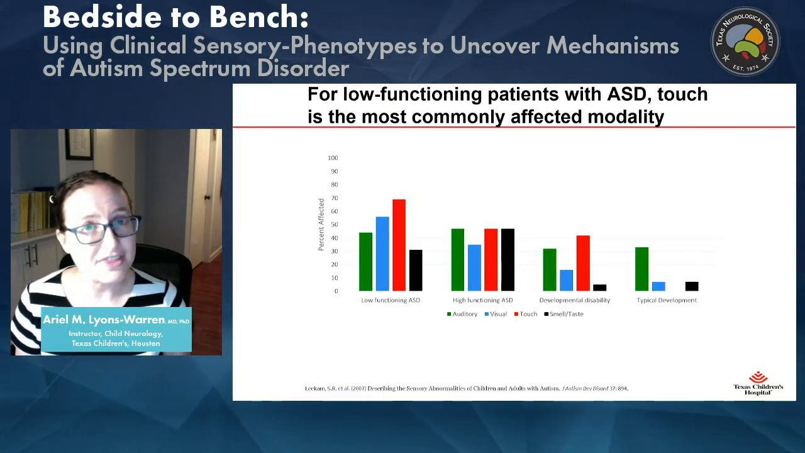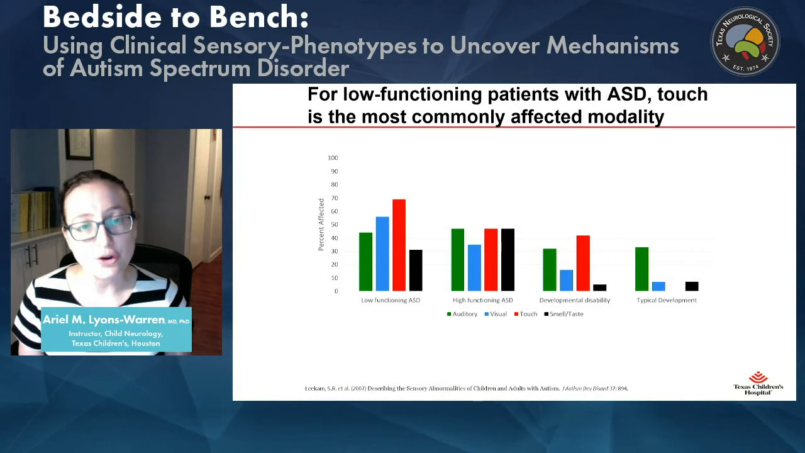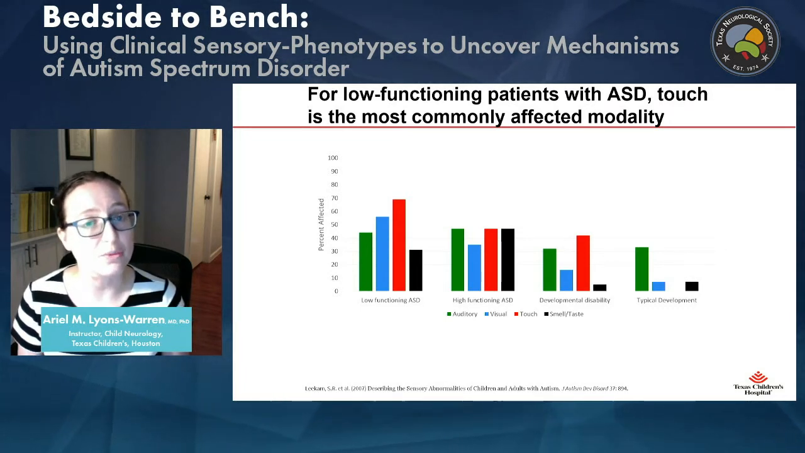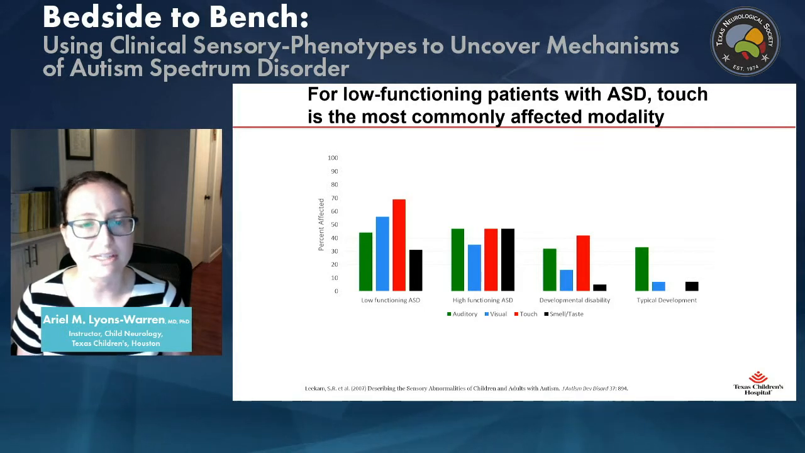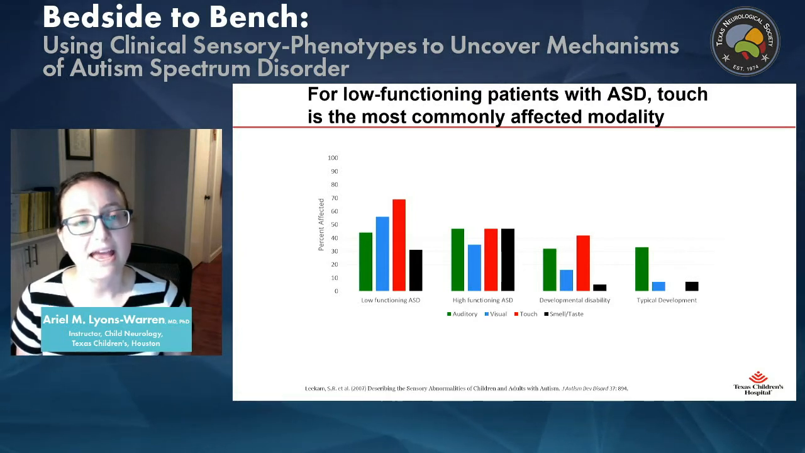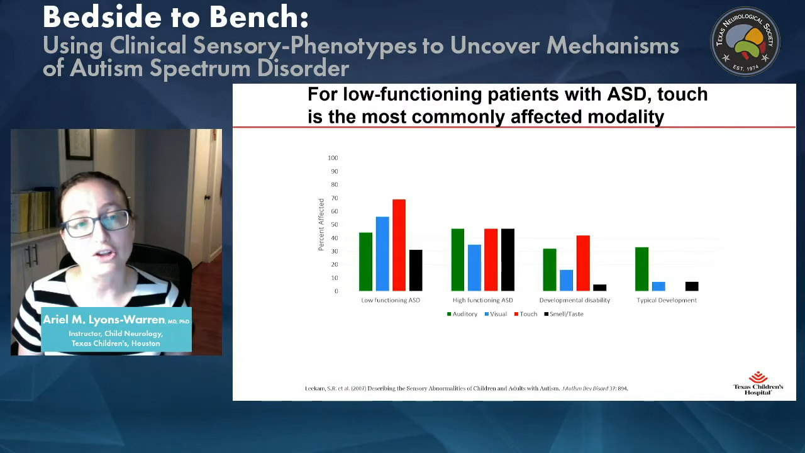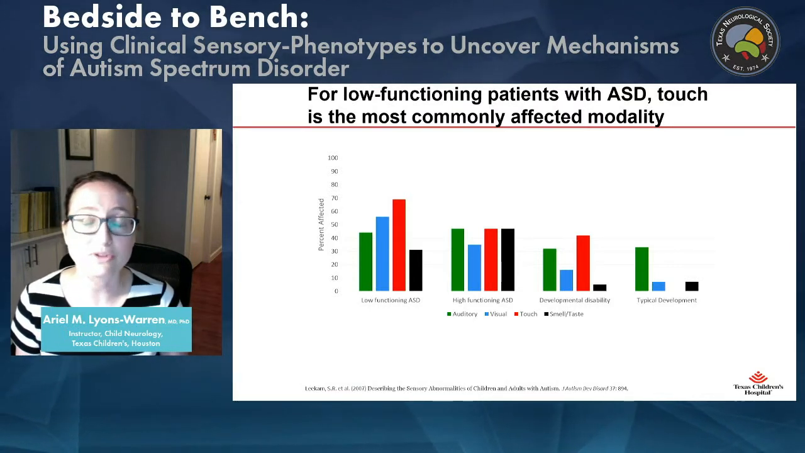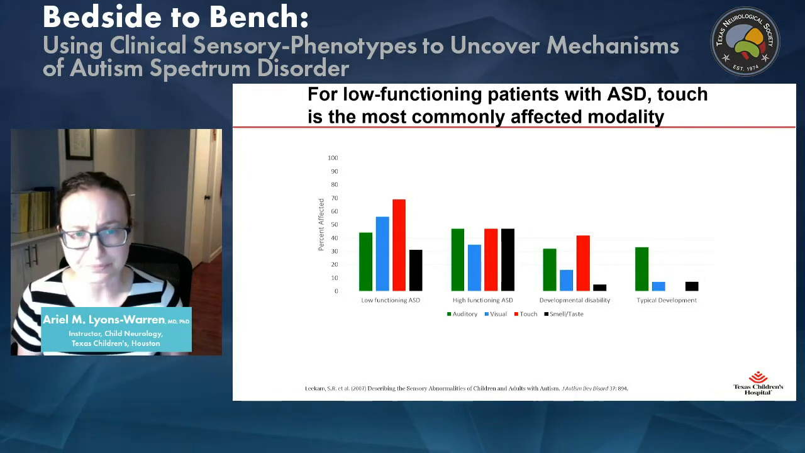What was interesting about this study is they looked at low functioning versus high functioning children with autism and compared them to children with other developmental disabilities or typical development. And here we're plotting the percent of children in the study who fell into the affected category in auditory in green, visual in blue, touch in red, or smell and taste in black. And what you can see is that for low functioning autism, touch is actually the most common sensory modality impacted.